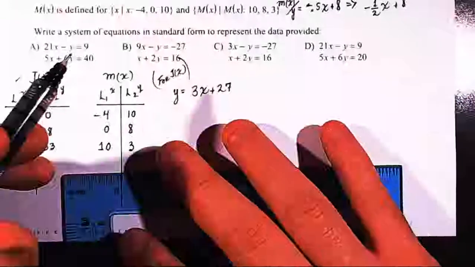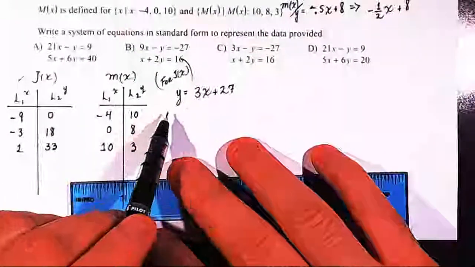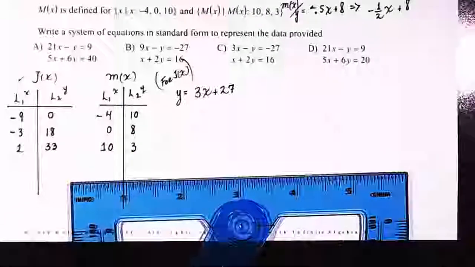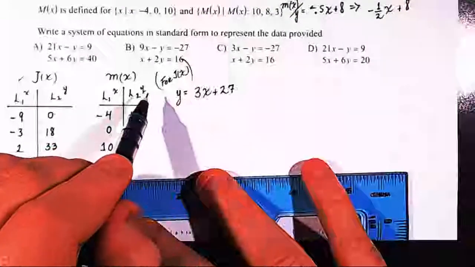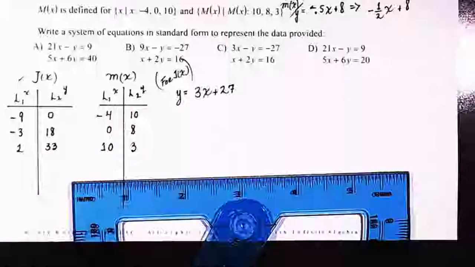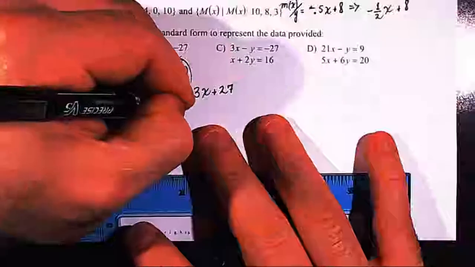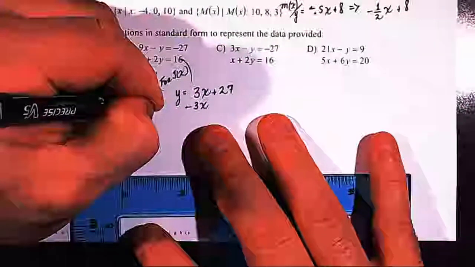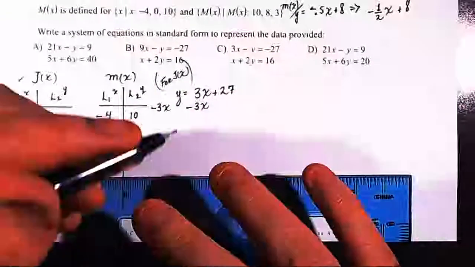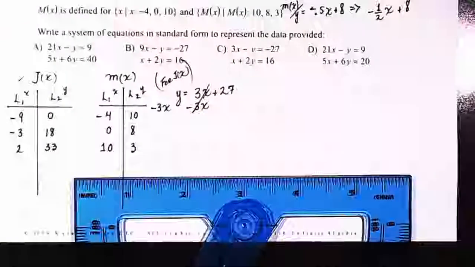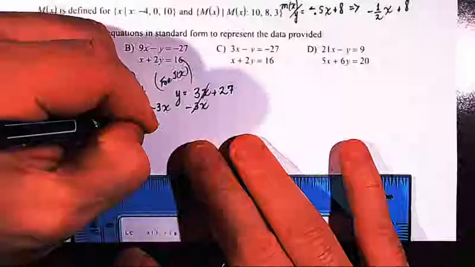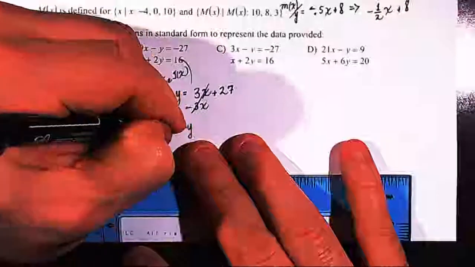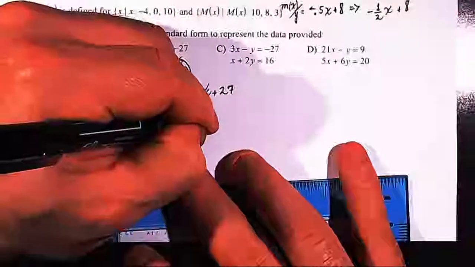So we'll now do that here. We want this to resemble the form ax plus by equals c. So I want to get this x value over here on the left side of the equation. So I'll subtract 3x from both sides. On the right side it cancels, and now I'll rewrite. I've got negative 3x plus y equals 27.